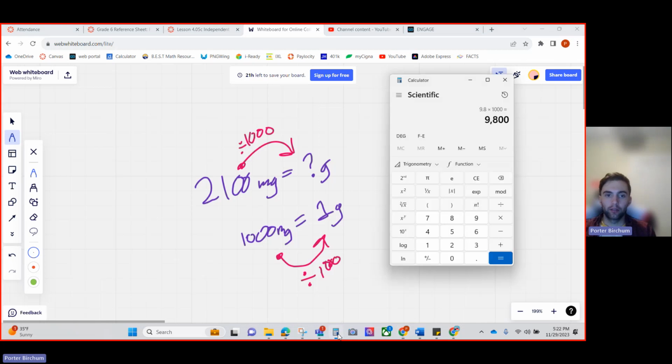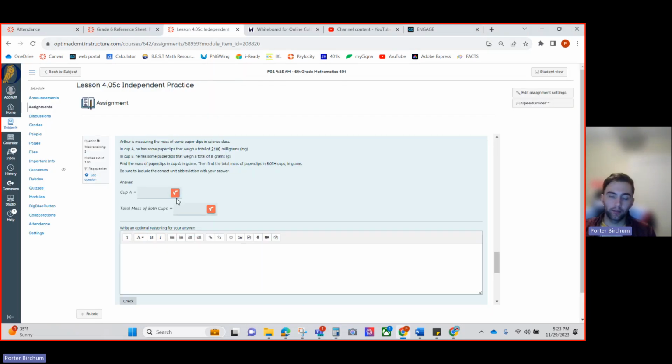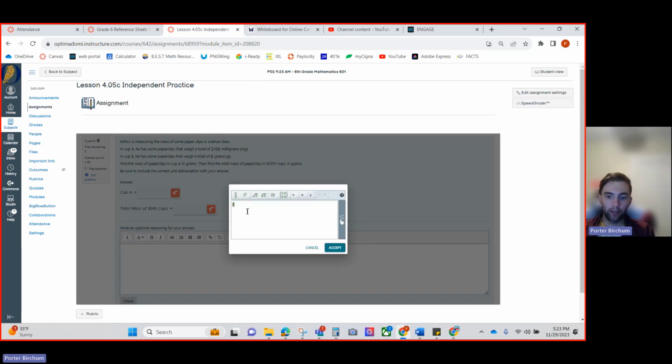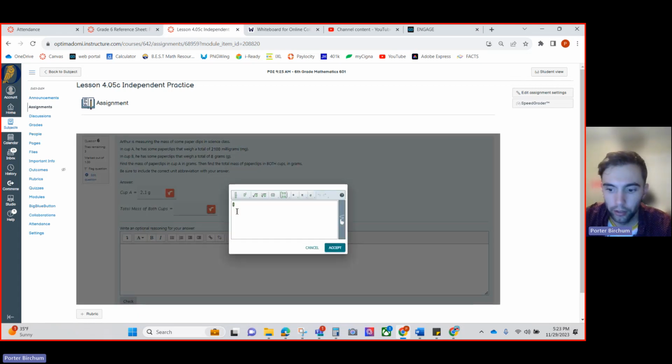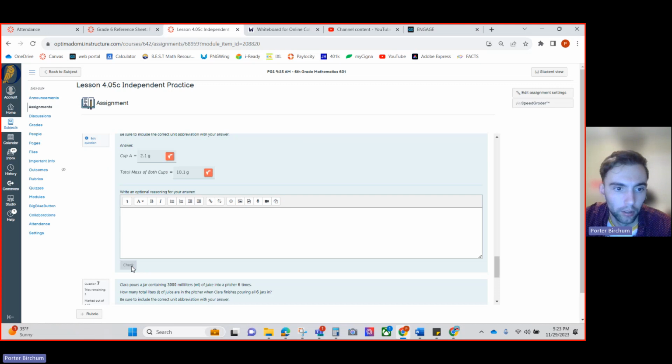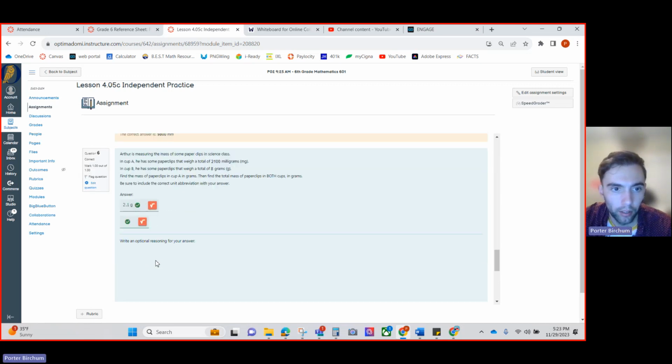What is 2,100 divided by 1,000? 2.1. There are, of course, other ways to do that part of this question. Make sure to click the red math button, 2.1 space G. The total mass: so in one cup I have 2.1, the other cup I have 8 grams. Together, that gives me 8 plus 2.1, which is 10.1 space G. Check the work. Oh, yeah.